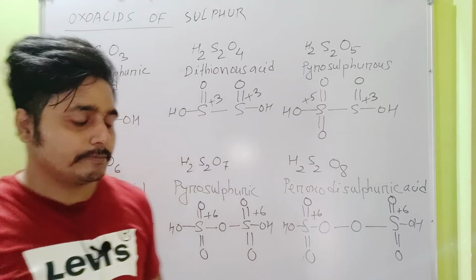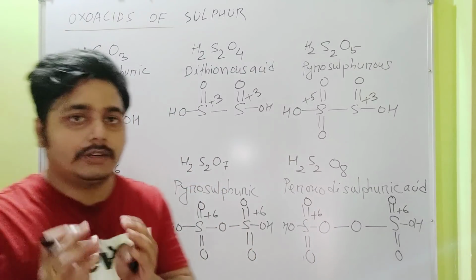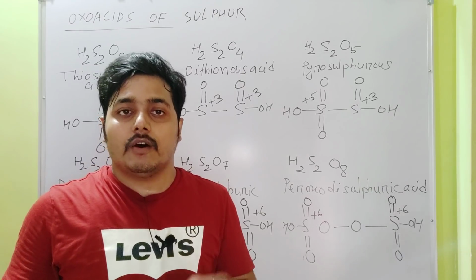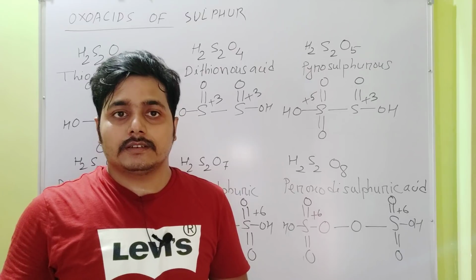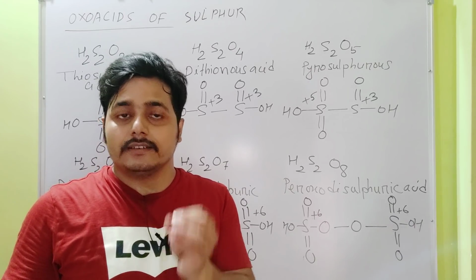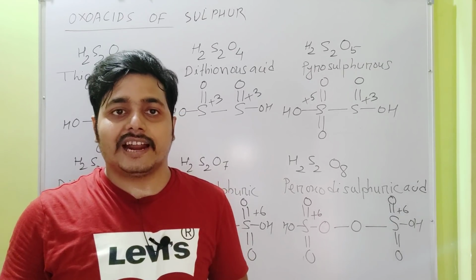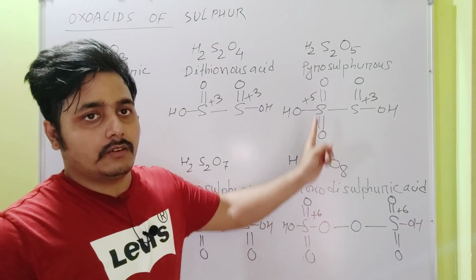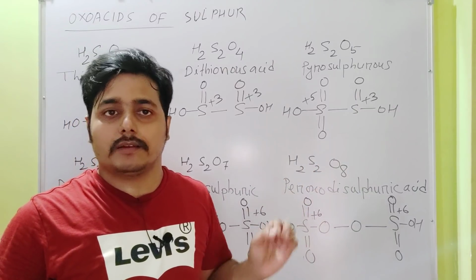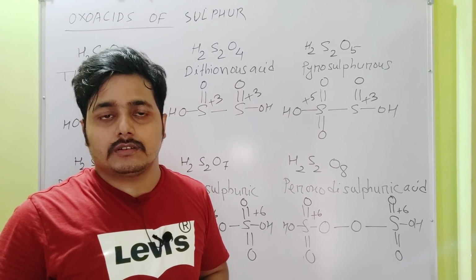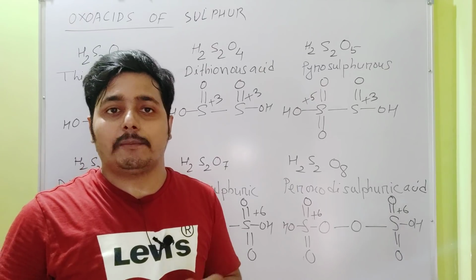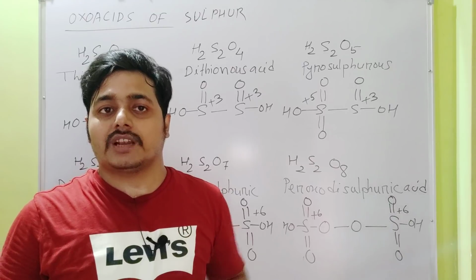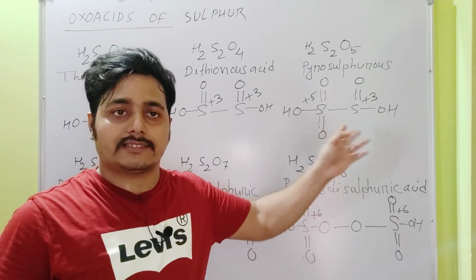Okay, no problem. If you calculate the oxidation state of sulfur by using the rule, you do not get the correct oxidation state of sulfur in these compounds. Okay, you will get a different value. So we need the help of structures to determine the oxidation state of sulfur in these oxo acids.